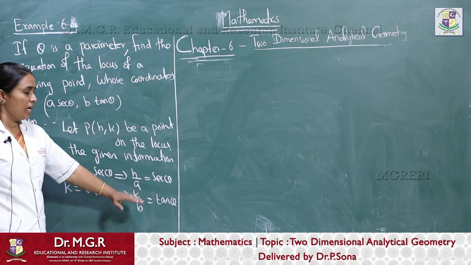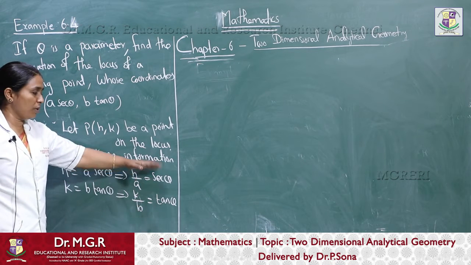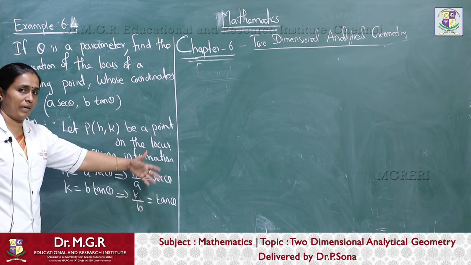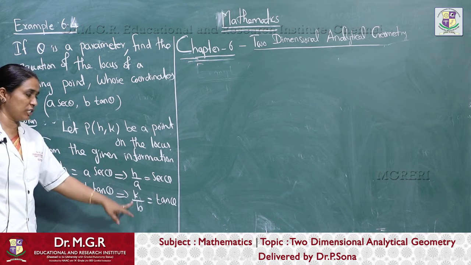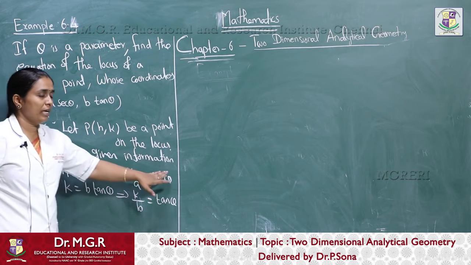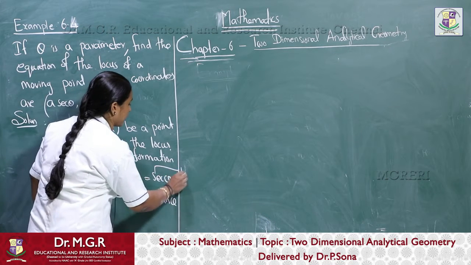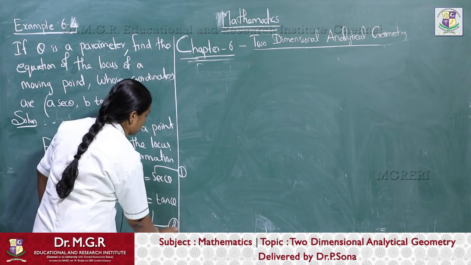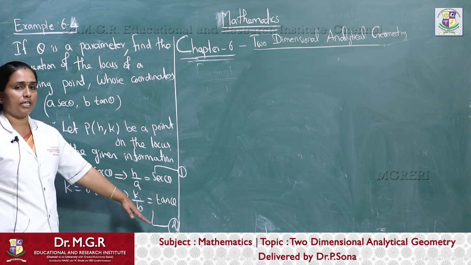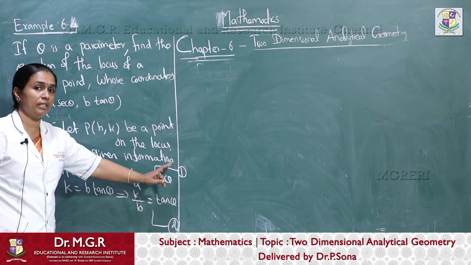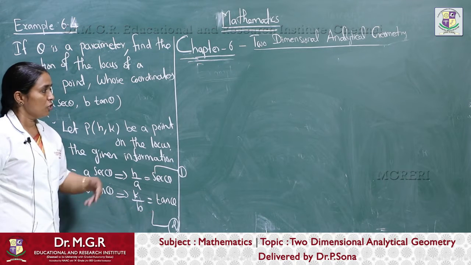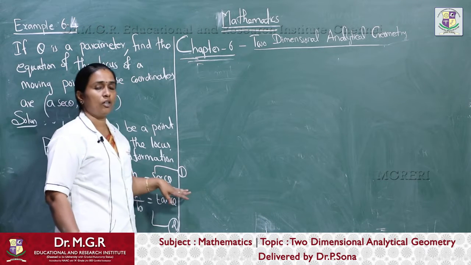So here you see, we have got two equations in terms of the parameter theta as well as our variables h and k. So our aim is to eliminate the parameter theta. So how to eliminate this? Let us take this as equation number 1 and this as equation number 2. We have to eliminate the parameter theta, so we have to think about the trigonometrical identities.